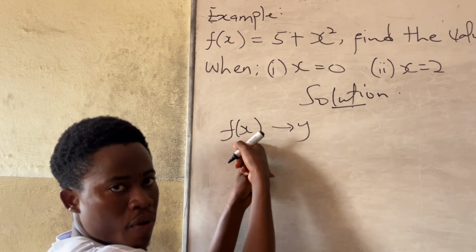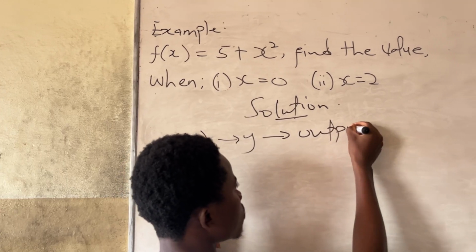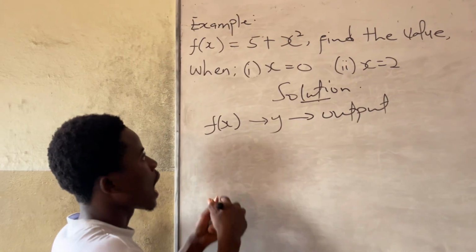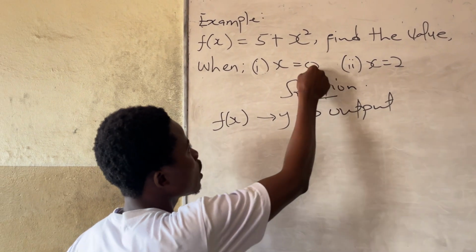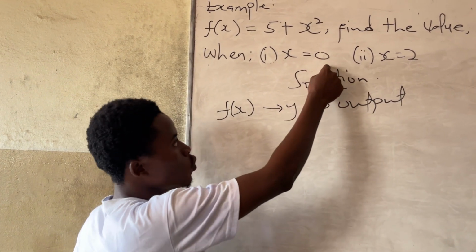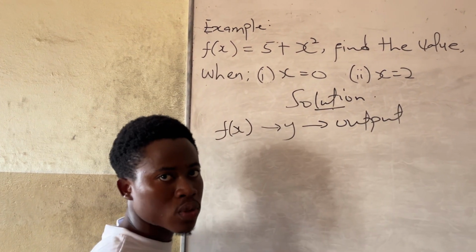So that means f of x, which is y, is the same as what? The output. And then we have what? Our x to be our input. So what we want to find is, when we input our value into the function, what will be our output?